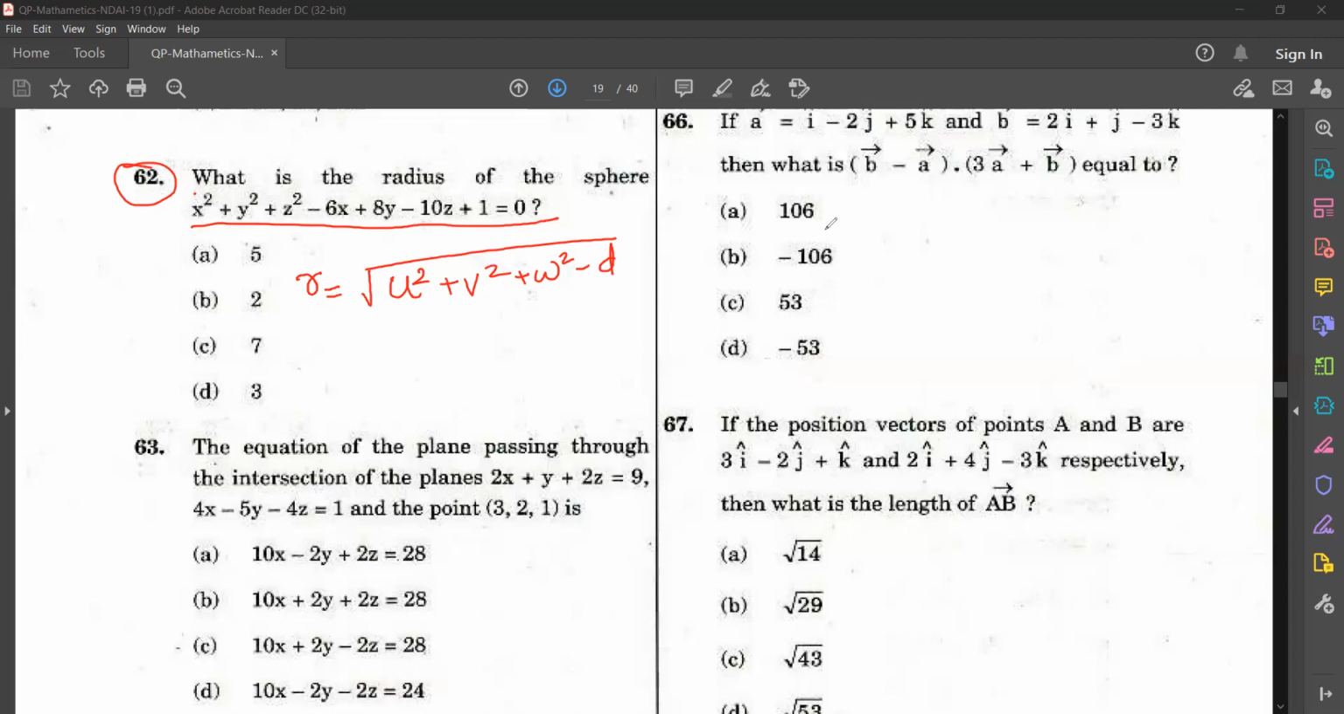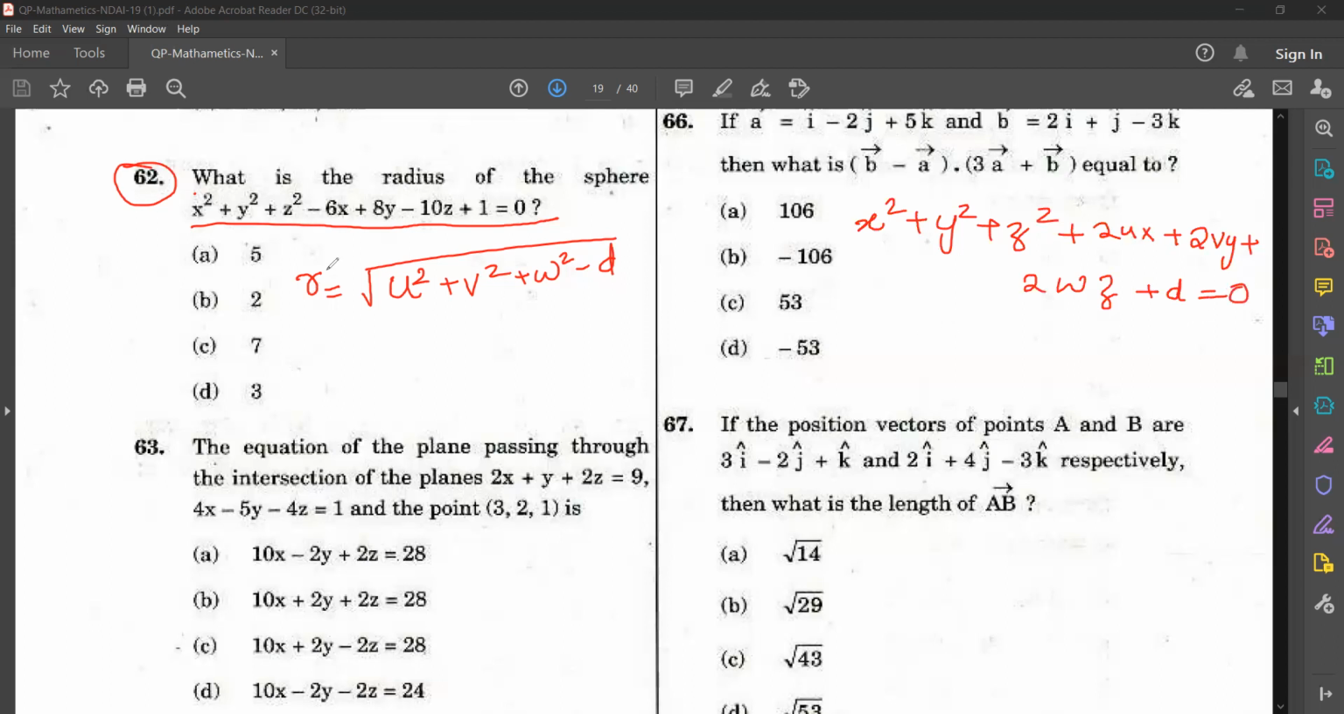For getting that, you just compare with the standard equation of the sphere. What is the standard equation? x square plus y square plus z square plus 2ux plus 2vy plus 2wz plus d equal to 0. This is the standard equation.